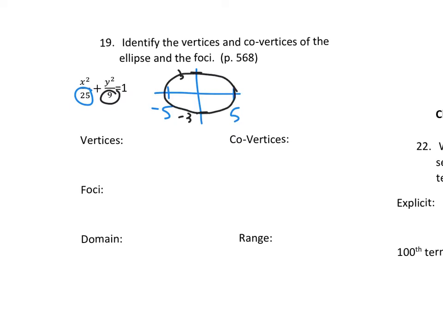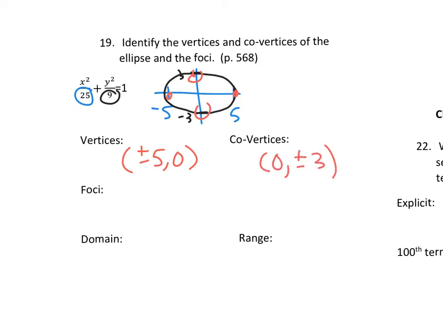So here's my ellipse. The vertices are going to be on the x-axis, that's the major axis. The vertices are going to be at plus or minus 5, 0. And the co-vertices are going to be on the y-axis at 0, plus or minus 3.